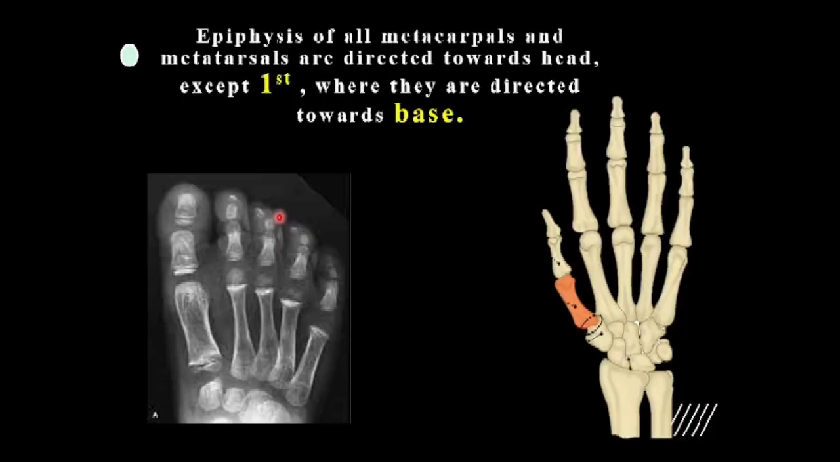You have to remember this point in mind, that is the epiphysis of all metacarpals and metatarsals are directed towards the head, except the first metacarpal and metatarsal where they are directed towards the base. You can see here, these are the heads of the different metatarsals and heads of the different metacarpals. The epiphysis of all these are directed towards the head, whereas the first metatarsal and the first metacarpal, in both of these, the epiphysis is directed towards the base.